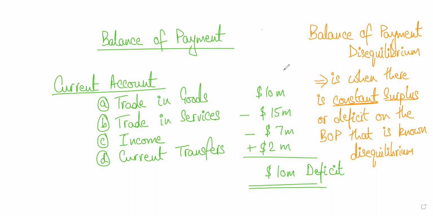Okay, now this being said, let's say we are looking at this country's balance of payment, let's say this is for Pakistan, and on the current account, these were the balances. On the trade in goods, you had a surplus of $10 million. On trade in services, you had a deficit of $15 million. On income, you had a deficit of $7 million. And on current transfers, you had a surplus of $2 million. Overall, it gave you a deficit of $10 million.